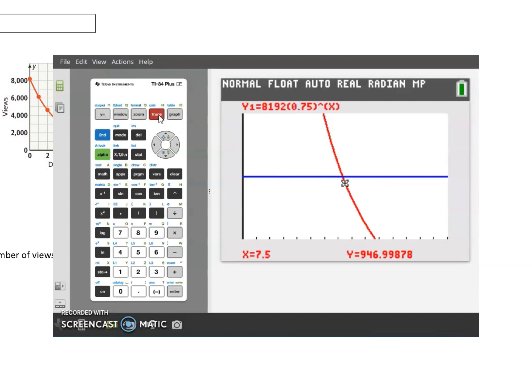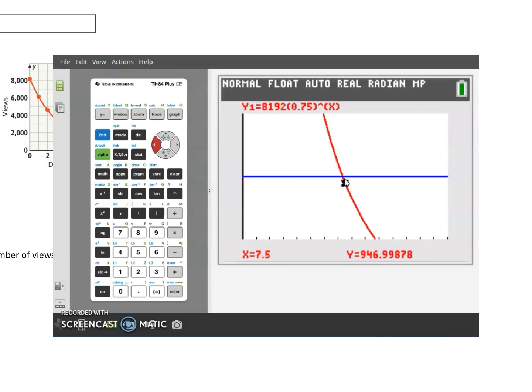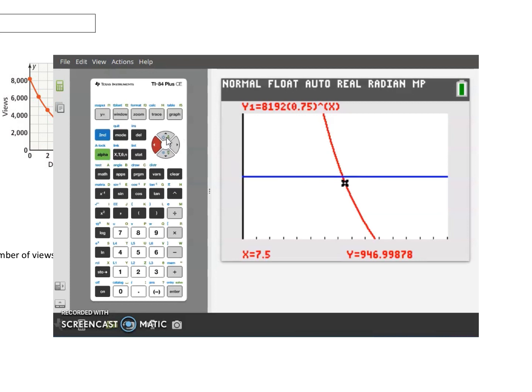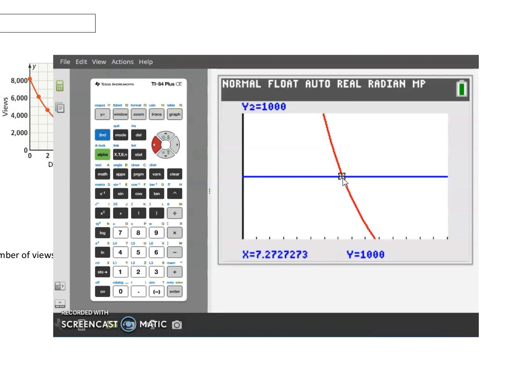So I'm going to hit trace, and it tells me what function I am on. If I go left and right, I am tracing along the exponential model. I actually want to trace along the y equals 1,000. I think it just is a little bit more accurate. So if I arrow up, it switches me to the other line, and now I can just trace along here. So I'm going to get that cursor as close to where it seems to be intersecting as I can. I think that looks pretty good. So after 7.27 days, her number of likes is below 1,000.